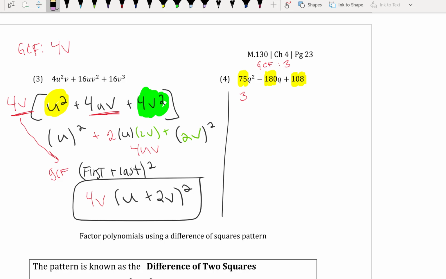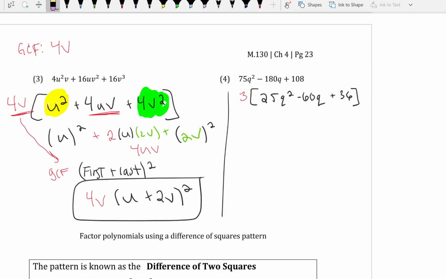So with that being said, 75 divided by 3 is going to give me a 25. So we'll have a 25q squared minus, and my 180 divided by 3 gives me a 60. And 108 divided by 3 gives me 36. So I had factored out my greatest common factor.